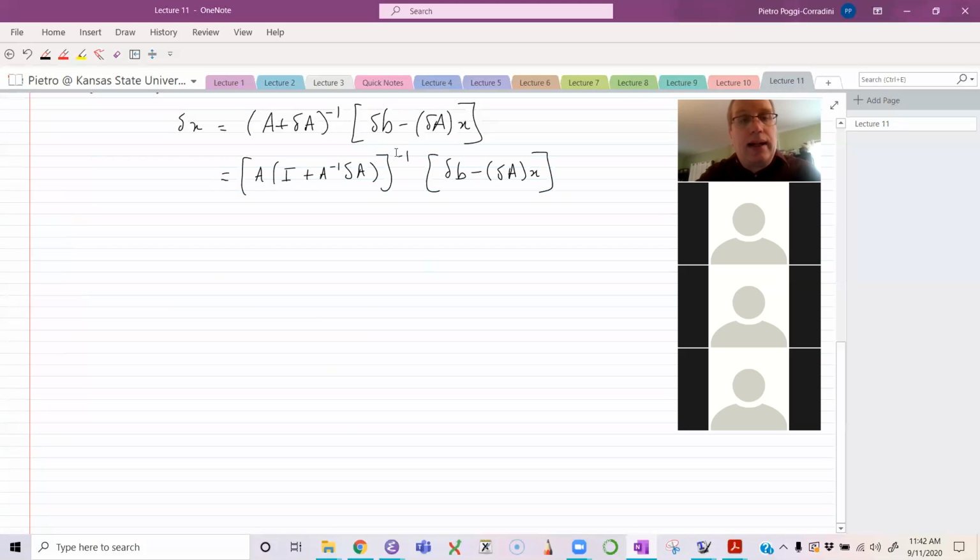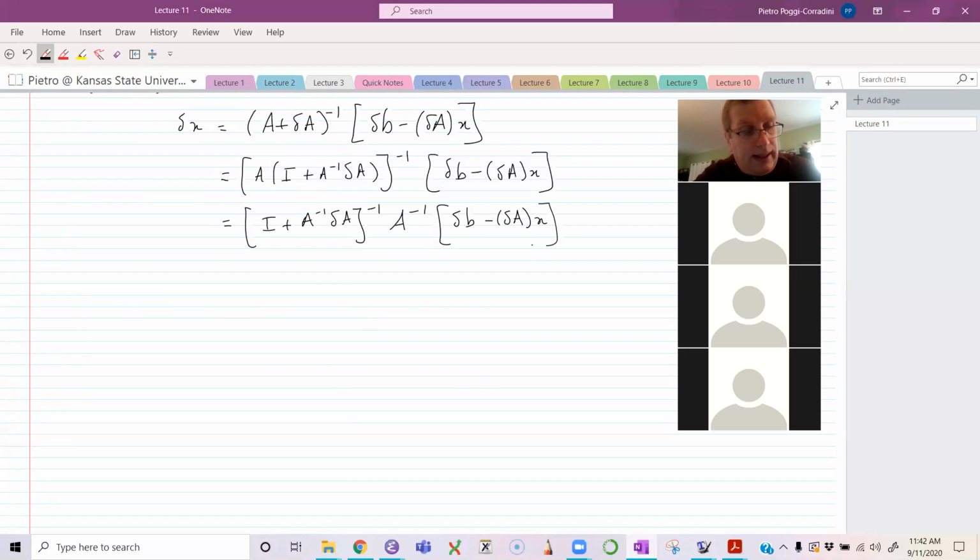Then when you do the inverse of a product, it's the product of the inverses, but in the reverse order, right? So you're gonna write this, write it like that. And now we can go ahead and take norms.